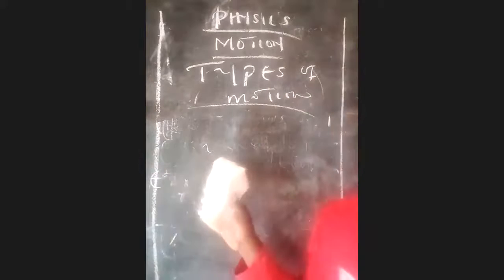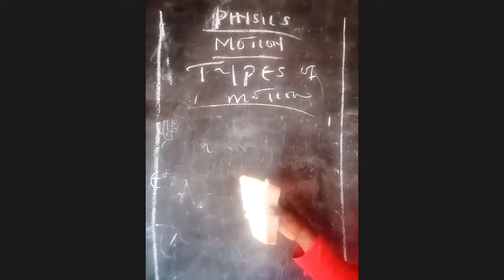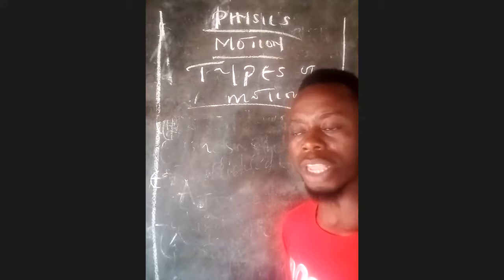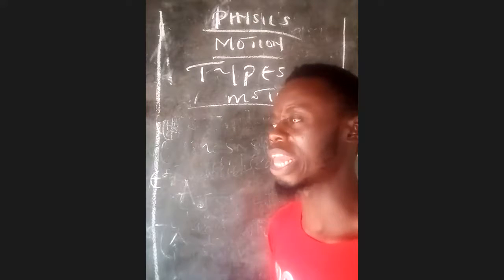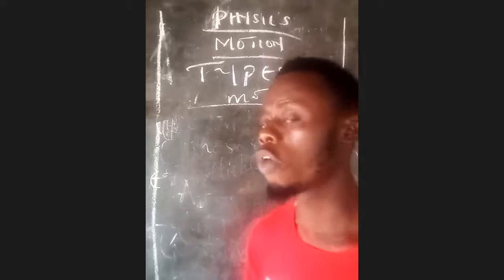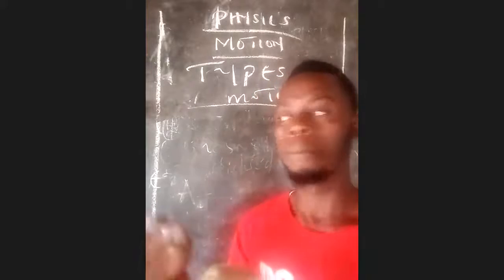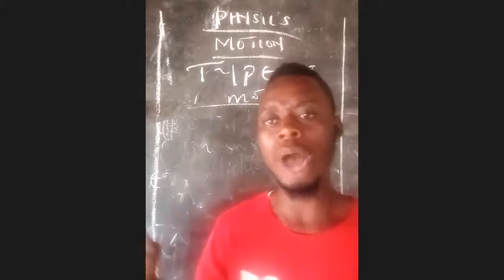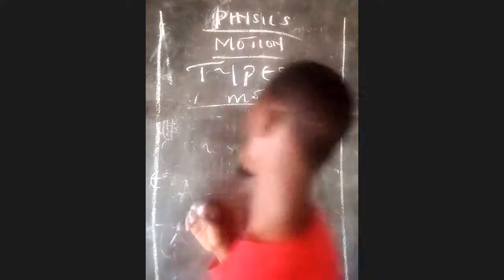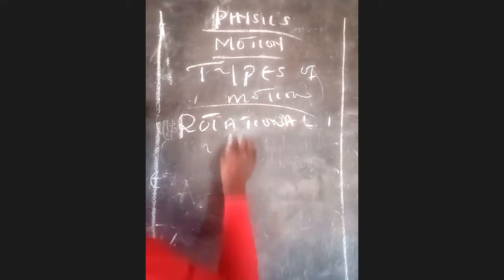Now, I explained translational motion earlier. It is the type of motion which occurs when the body moves in a forward direction. I take a car as an example: when a car moves from one point to another, it is an example of translational motion. When a man moves from one point to another, it is also an example of translational motion. Let's move to another type of motion now, which is rotational motion.